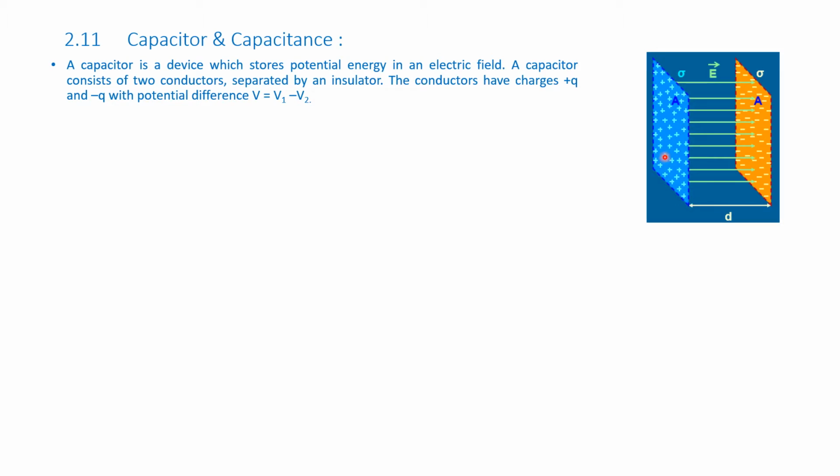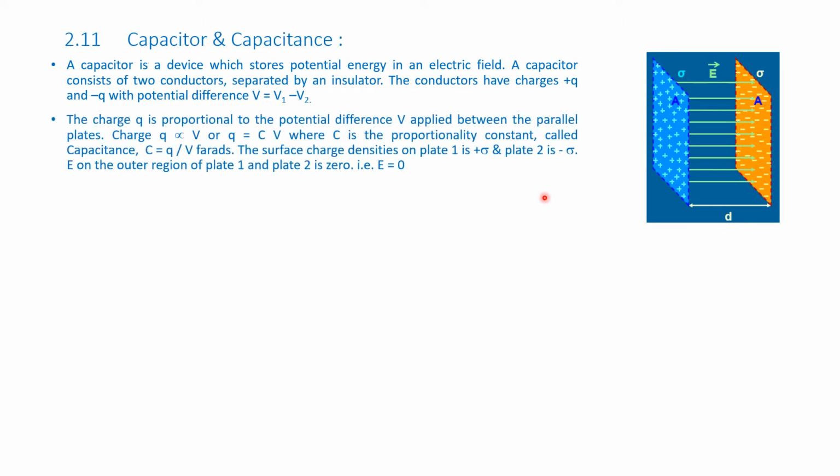So I repeat, there are two plates, blue colored plate and yellow colored plate, separated by a distance D. The charge density is sigma and electric field is E. Electric field is pointing from left side to right side, and the arrows shown are the electric field.